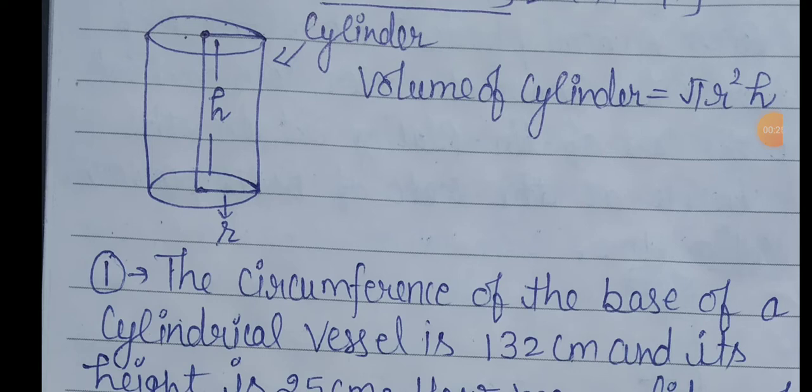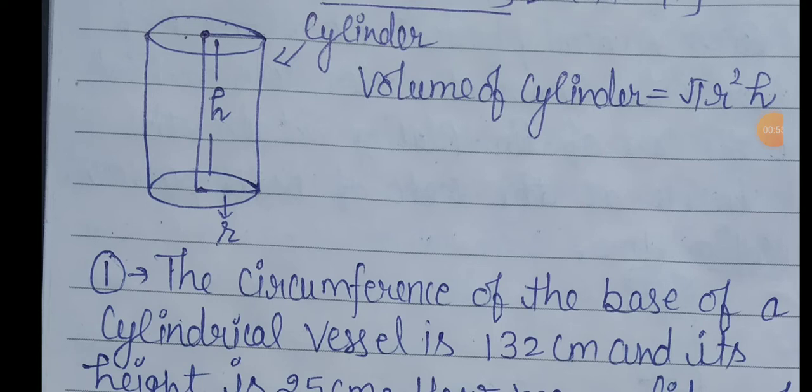Before explaining the volume of a cylinder, I have to recall one thing: a cylinder has two dimensions. In the previous video, exercise 13.2 was related to the surface area of a cylinder, that means the curved surface area and total surface area. At that time we explained which type of shape a cylinder has and how many dimensions it has.